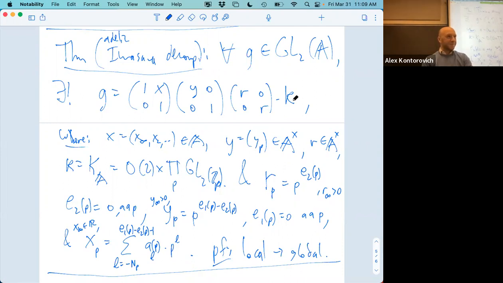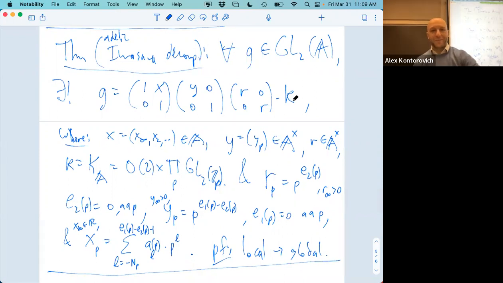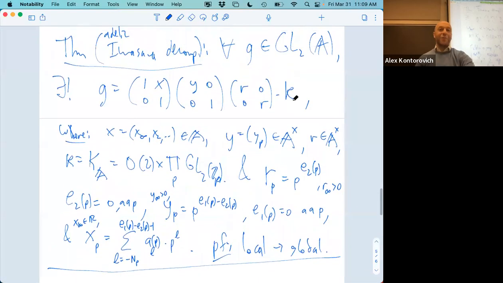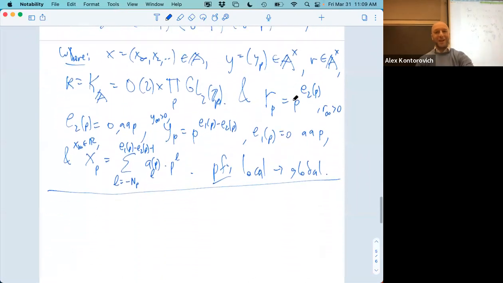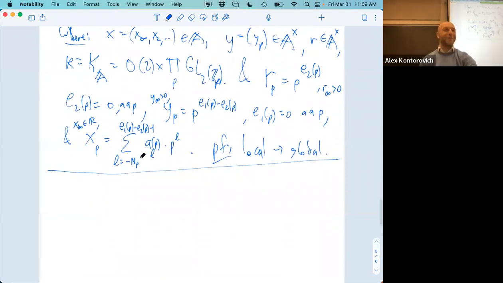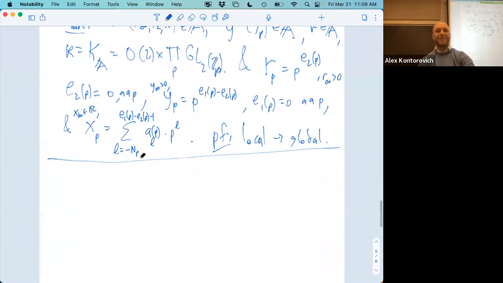Does that make sense? Okay, so that's not what's interesting. The Iwasawa decomposition is not interesting anymore, now that we've worked out what it should be locally; globally, it's all the same.